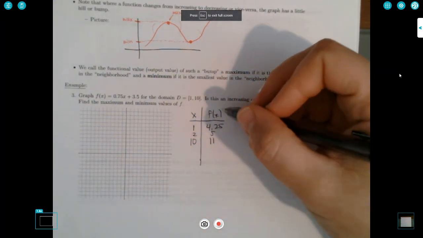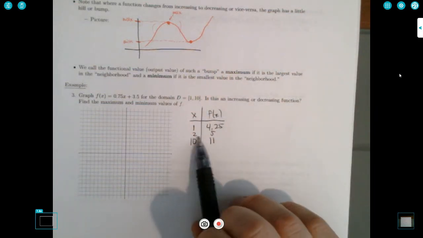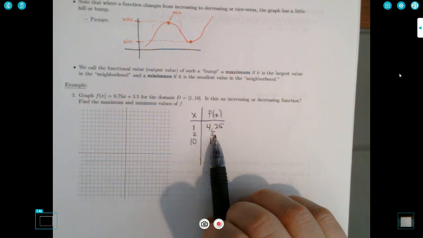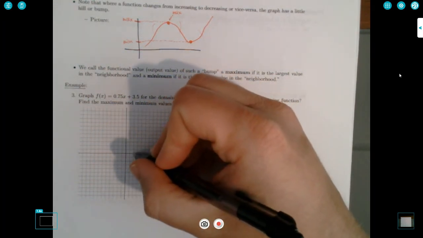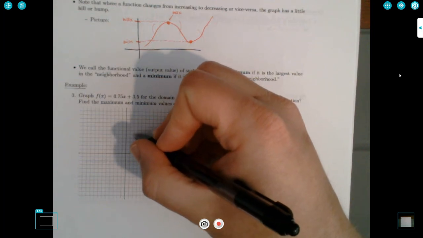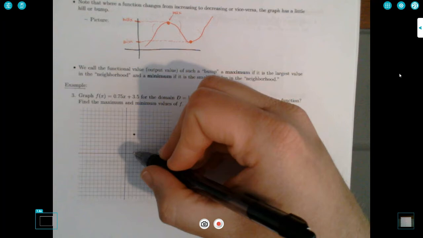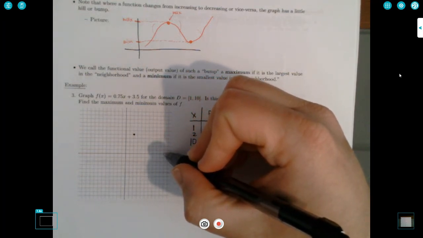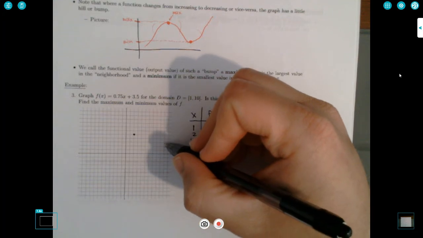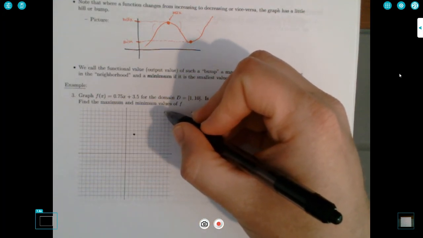By the way, I'm doing the Cliff Notes version of this chart, because I can tell that this is the point 2, 5 and this is the point 10, 11. So I'm going to plot 2, 5: 1, 2, 3, 4, 5. And then 10, 11: 1, 2, 3, 4, 5, 6, 7, 8, 9, 10, and 1, 2, 3, 4, 5, 6, 7, 8, 9, 10, 11.